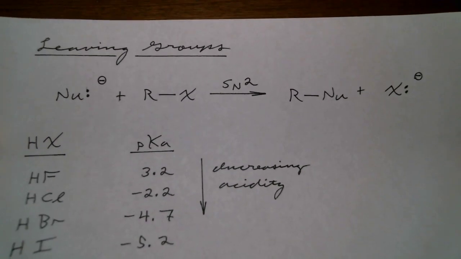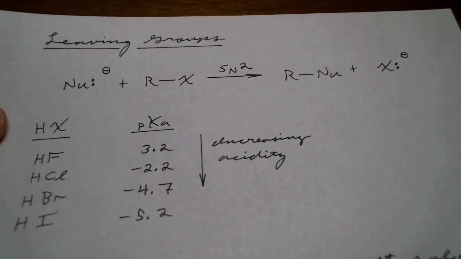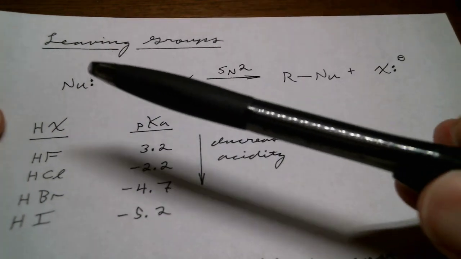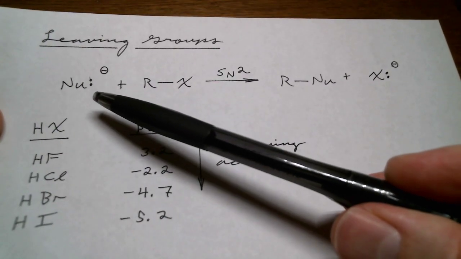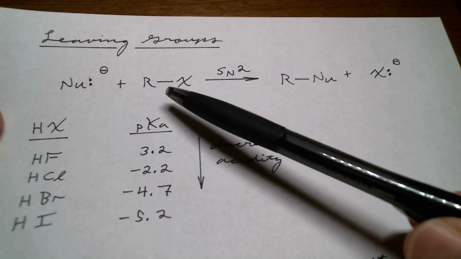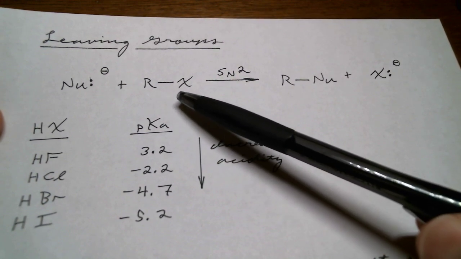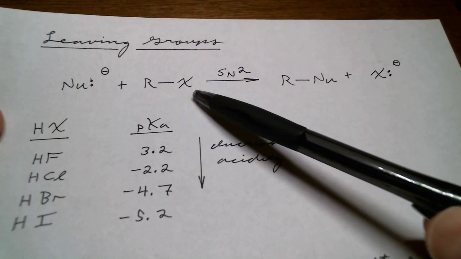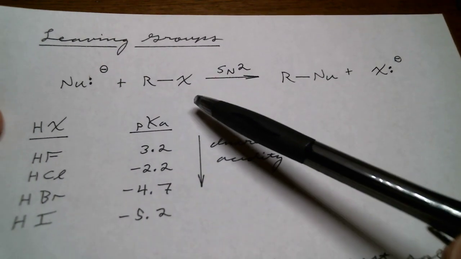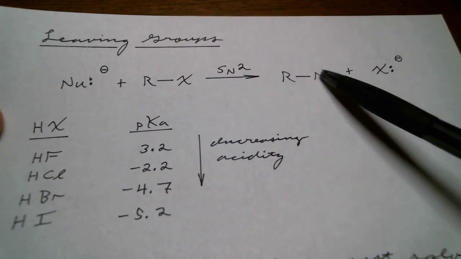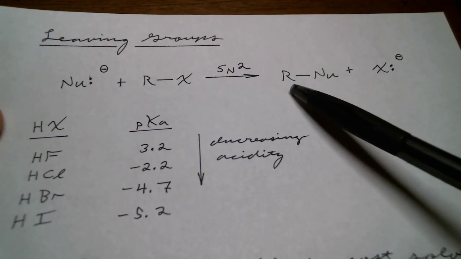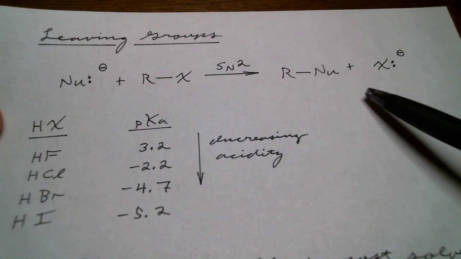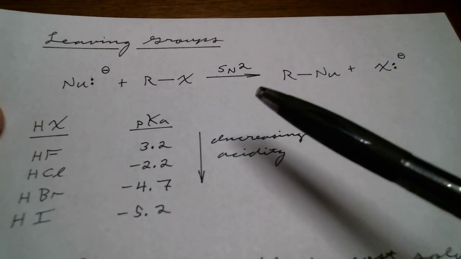So how about leaving groups? We'll continue discussing our parameters for our SN2 reaction. Leaving groups are a big parameter. Here we've got a general equation for our SN2 reaction. We have some nucleophile coming in, attacking some sort of hydrocarbon that has a leaving group X. Could be a halide, could be something else. In an SN2 reaction, we do our substitution. Now we have the alkyl group bonded to our nucleophile, and we have X minus.